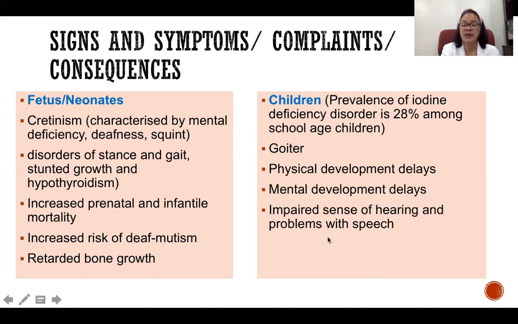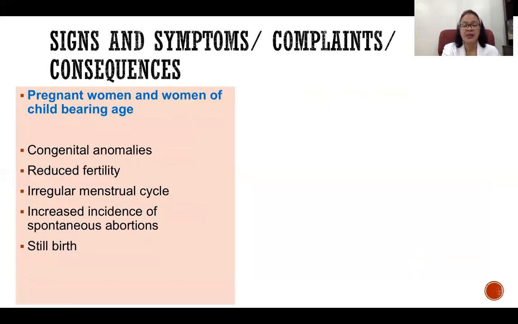So how about in children? Children may have this goiter. I showed you already the pathophysiology in its development, physical and mental development delays, impaired sense of hearing and problems with speech, and even limb paralysis. And how about in older individuals, particularly the pregnant women and women of childbearing age? There is a possibility of high incidence of congenital anomalies, reduced fertility, irregular menstrual cycle, increased incidence of spontaneous abortions and stillbirth.